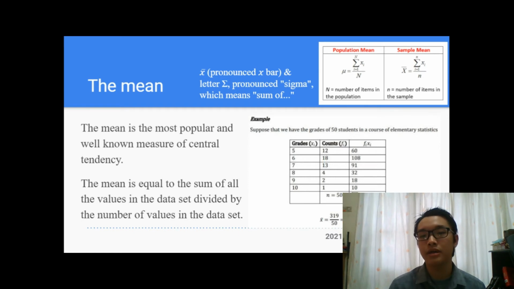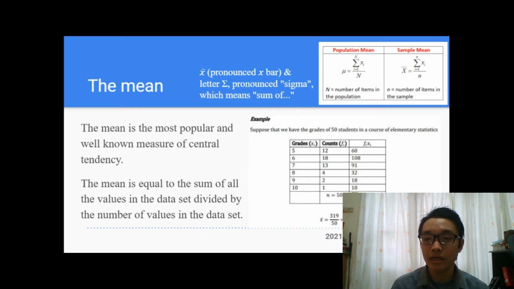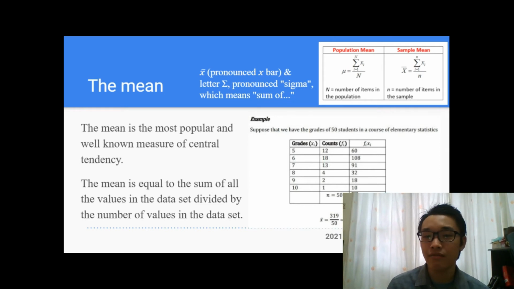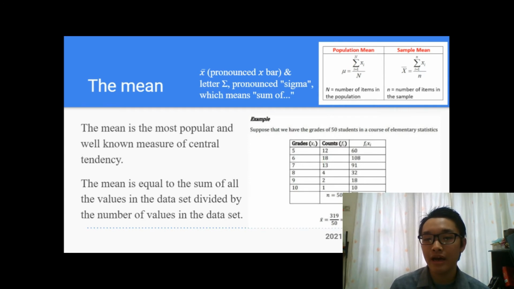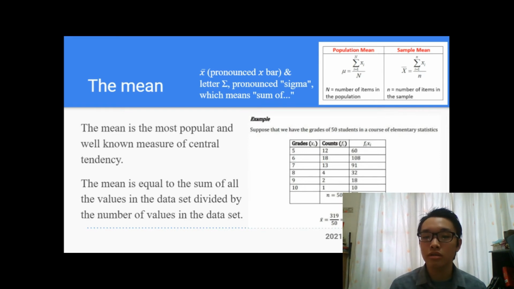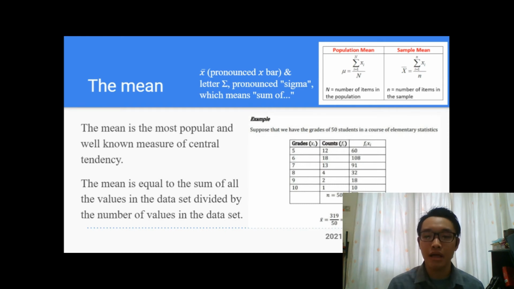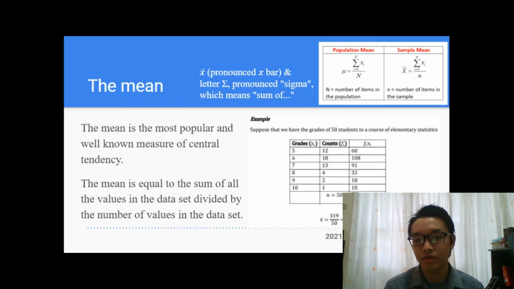For example, you can see the example I provided here. The grades of 50 students in a course of elementary statistics. There are 50 students, and you need to use fi multiplied by xi, meaning the counts multiplied by the grades. The total you can get is 319. You use 319 divided by 50, and you can get 6.38.